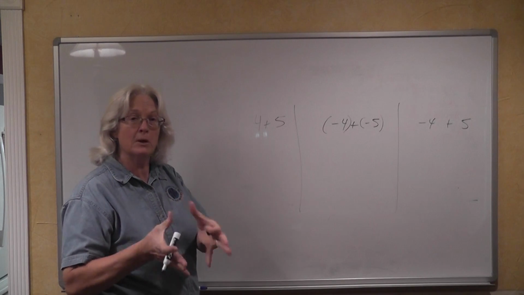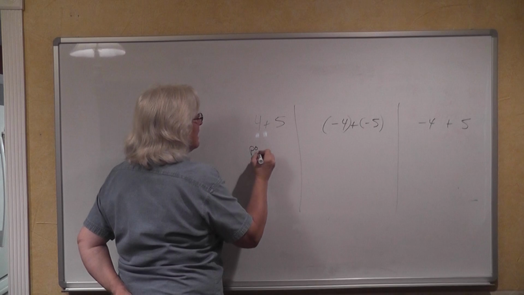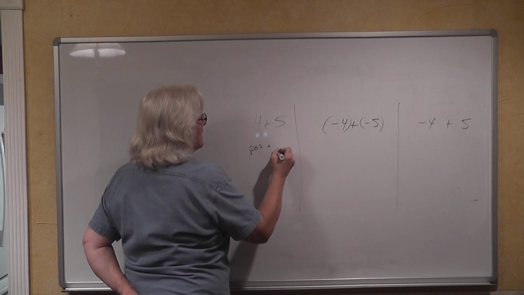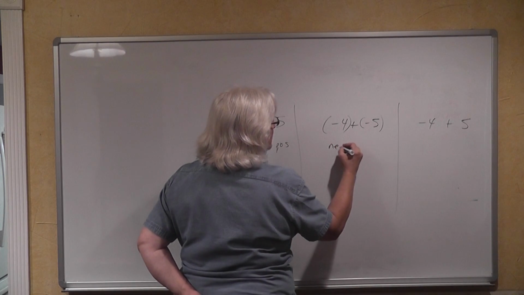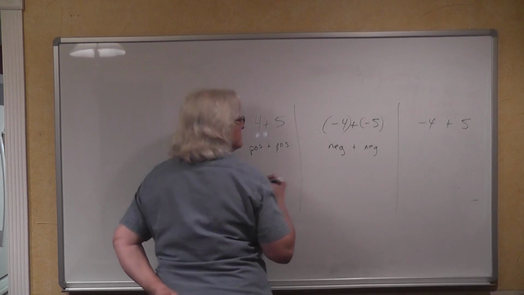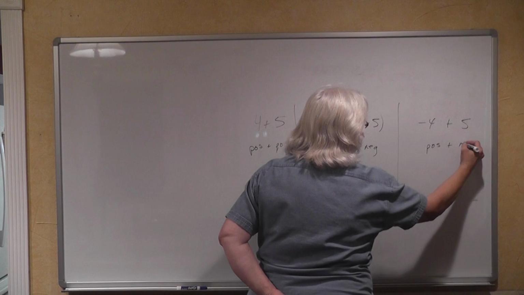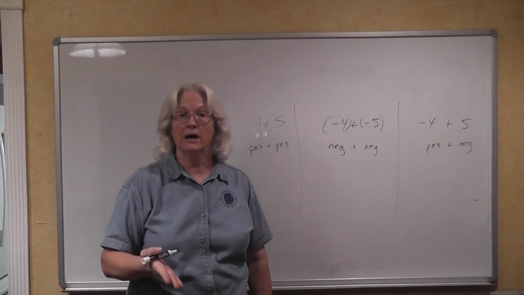These are the only possible combinations of numbers that you can have when you are adding integers. You have two numbers that are positive that you're adding. You have two numbers that are negative that you are adding. Or you have two numbers that you add together that have opposite signs.